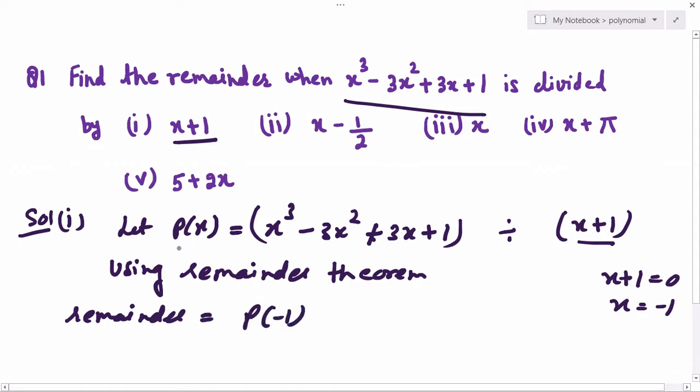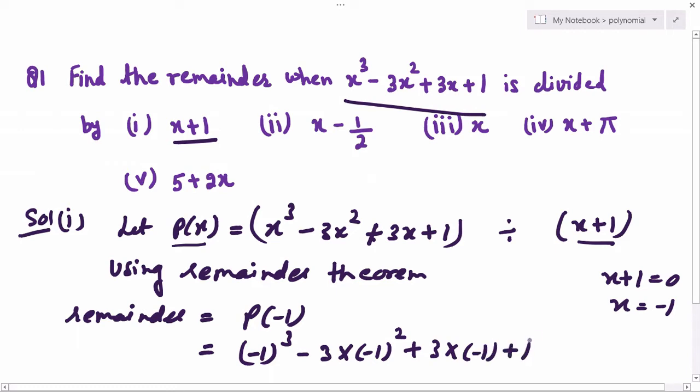P of minus 1. Children, see, that is why I have given a name to this polynomial, because I have to show what the remainder is equal to. If there is no name, then how can I show that the remainder is equal to P of minus 1? Now you have to put minus 1 in place of x in this polynomial. So you get minus 1 raised to power 3, 3 into minus 1 raised to power 2 plus 3 into minus 1 plus 1.